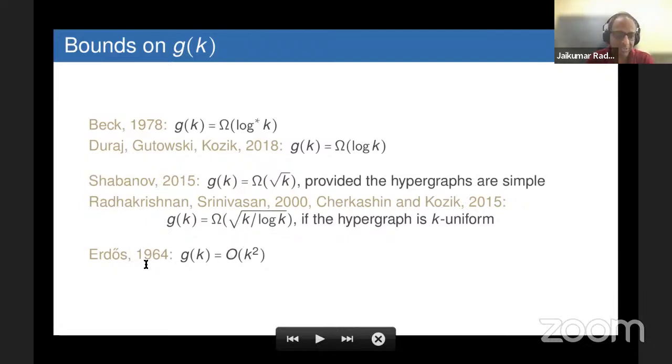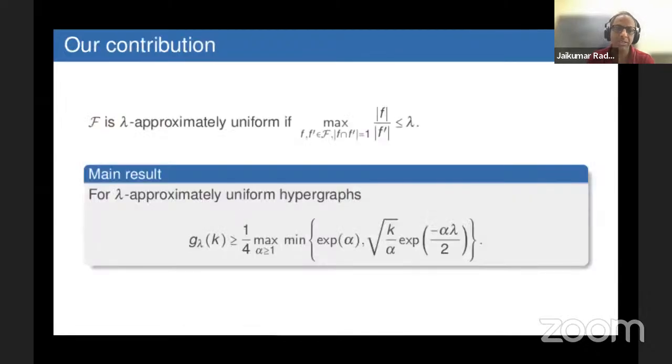This is an old result of Erdős, shown using a probabilistic method, a randomly constructed hypergraph with certain parameters, actually a k uniform hypergraph, that has this property that the random coloring would only leave k-squared edges monochromatic, but nevertheless the graph has no two coloring. Okay.